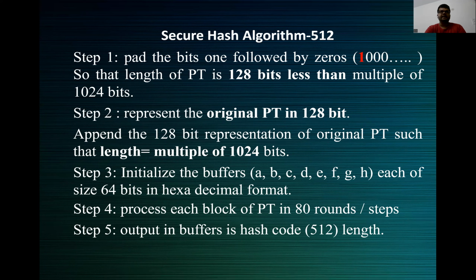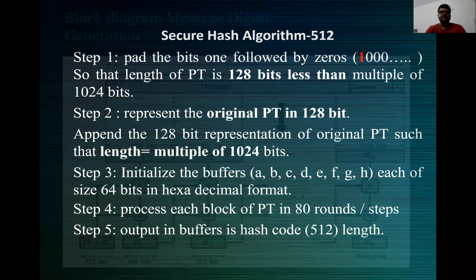In step 3, initialize the buffers, which are A, B, C, D, E, F, G, H, each of size 64 bits in hexadecimal format. In step 4, we process each block of plain text in 80 rounds or steps. Then moving on to step 5, the output in the buffers is the hash code of 512 bits length.